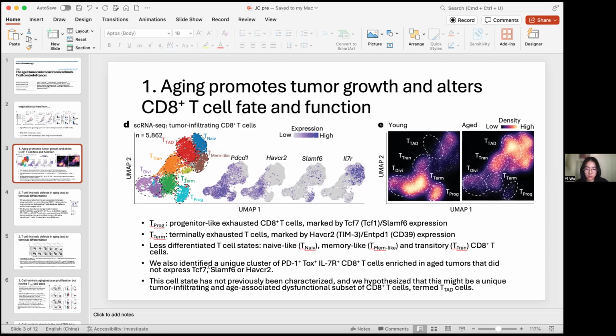And they also identify a unique cluster of T cells that is enriched in aged tumors, but not in young tumors. And this cell state has not been previously characterized, so they think this is a unique cluster, which is tumor infiltrating and age associated. So they call it T-TAT cells and want to dive deeper to investigate these cells.